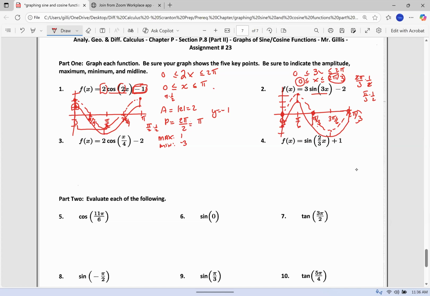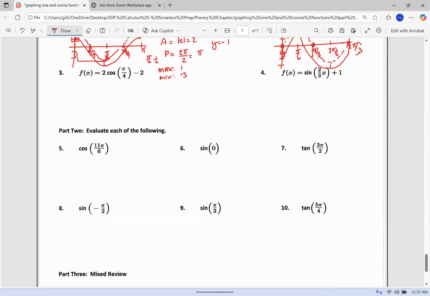The amplitude in this problem is this, which is 3, the absolute value of the leading coefficient. The period is 2 pi divided by this value, which is just 3. The maximum value is 1, and the minimum value is -5.